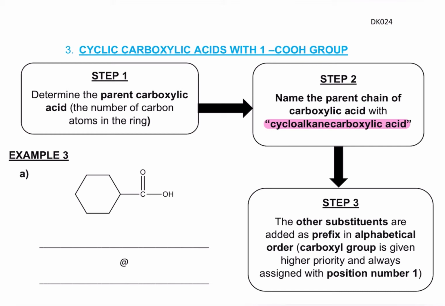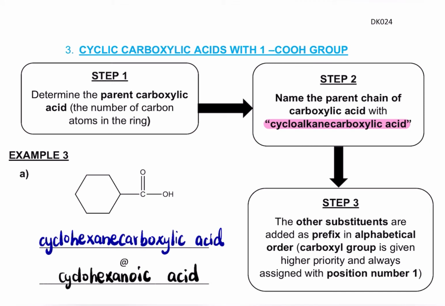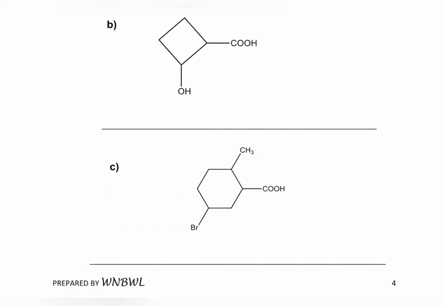cyclohexane carboxylic acid. You can also use another naming for this one, where I'm going to use cyclohexanoic acid. So both of these are acceptable for the naming of structure A. Whichever you are comfortable with, you can use. But make sure there is a space between acid and the words before that. Let's go to the second structure.